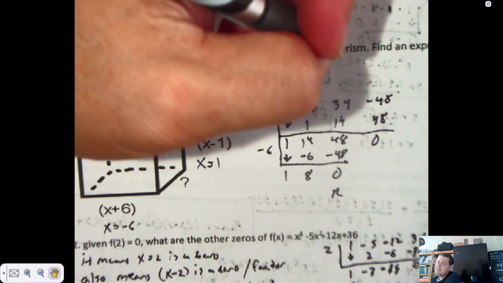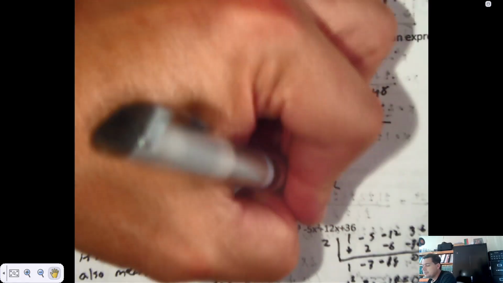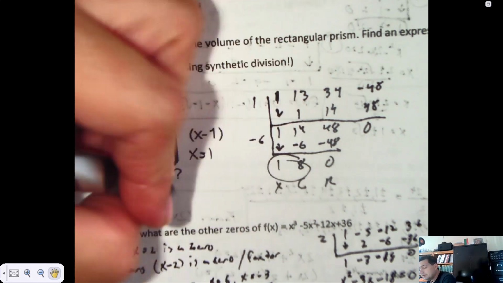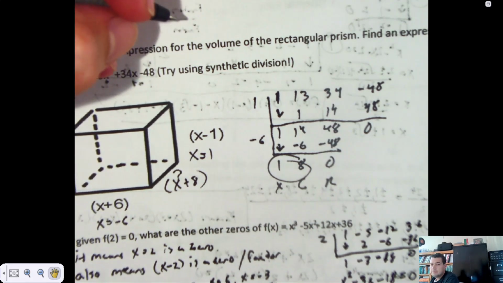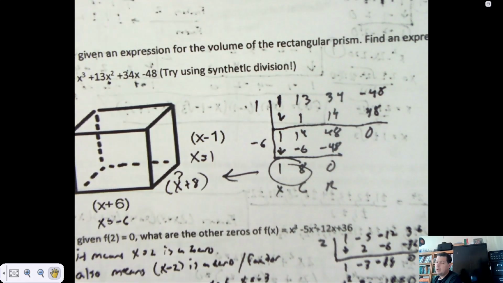You can just synthetically divide out the negative 6. I drop, I multiply, and I add. I multiply, and I add. So this is my remainder. A remainder is preceded by a constant, which is preceded by an x. This is literally your other factor. Your other factor is x plus 8. Ta-da! Magic of mathematics.